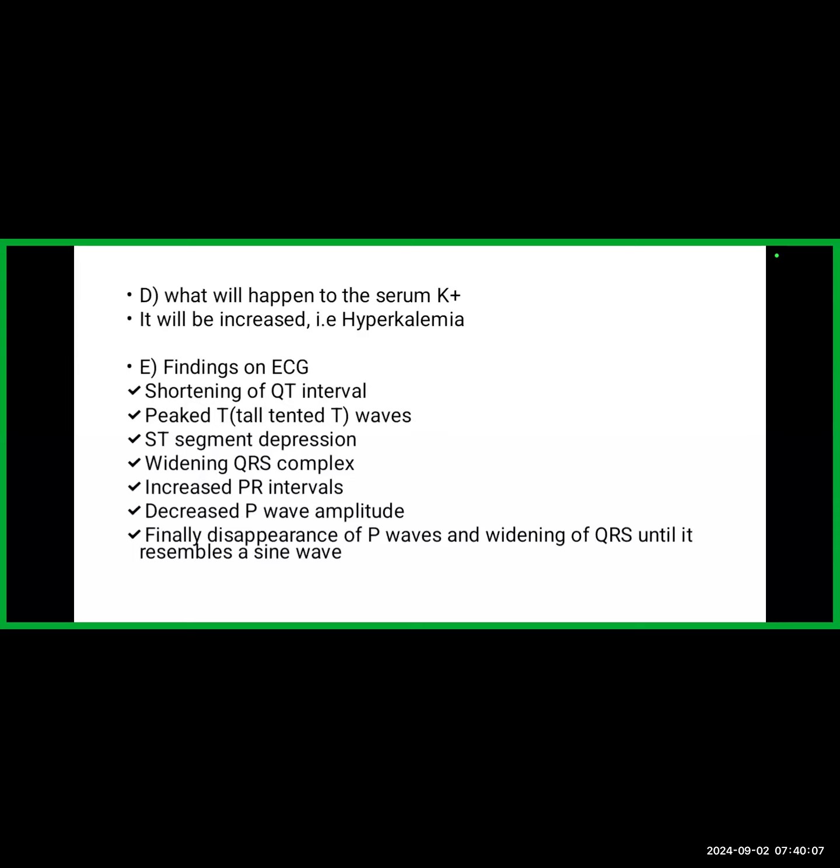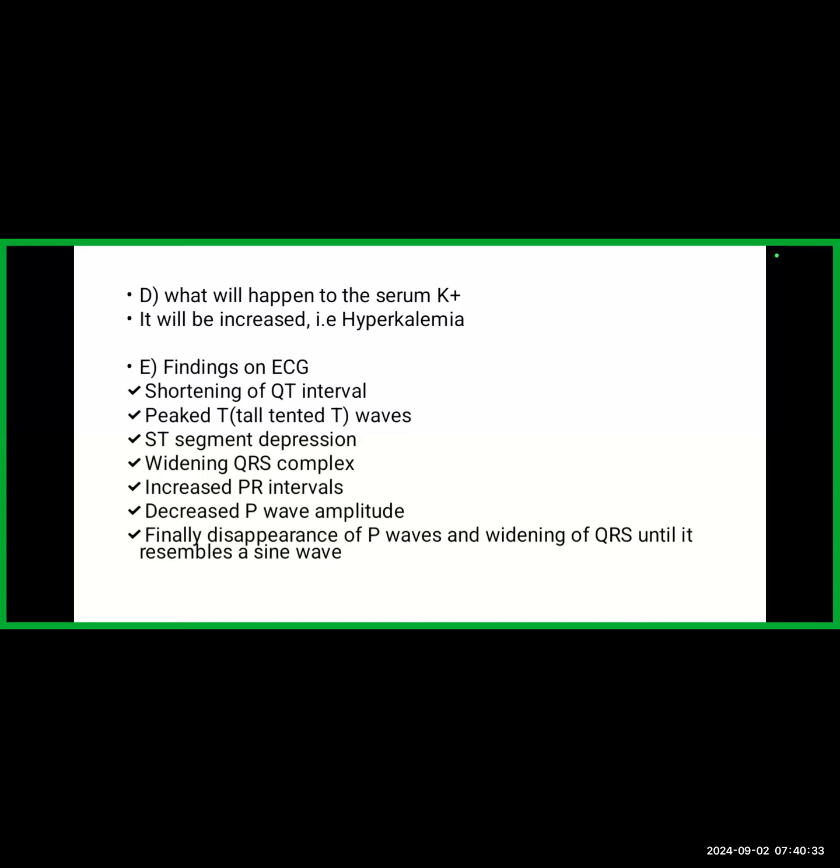Okay, so what will happen to the serum potassium? We know that potassium is an intracellular cation. So once you break down the muscles, the serum levels will be increased. So this will result in hyperkalemia. It's one of the most severe complications of rhabdomyolysis. And then the next question is, what findings will you see on ECG in the setting of hyperkalemia?